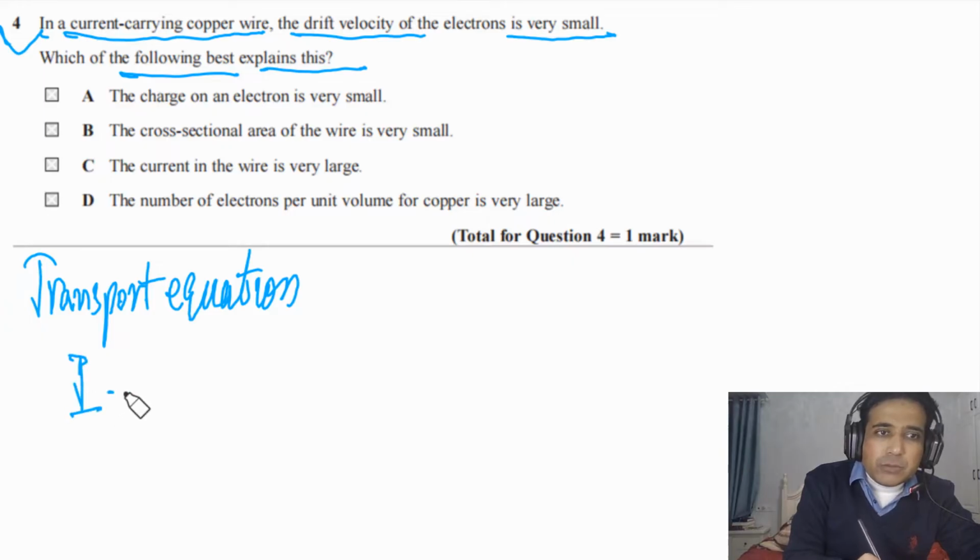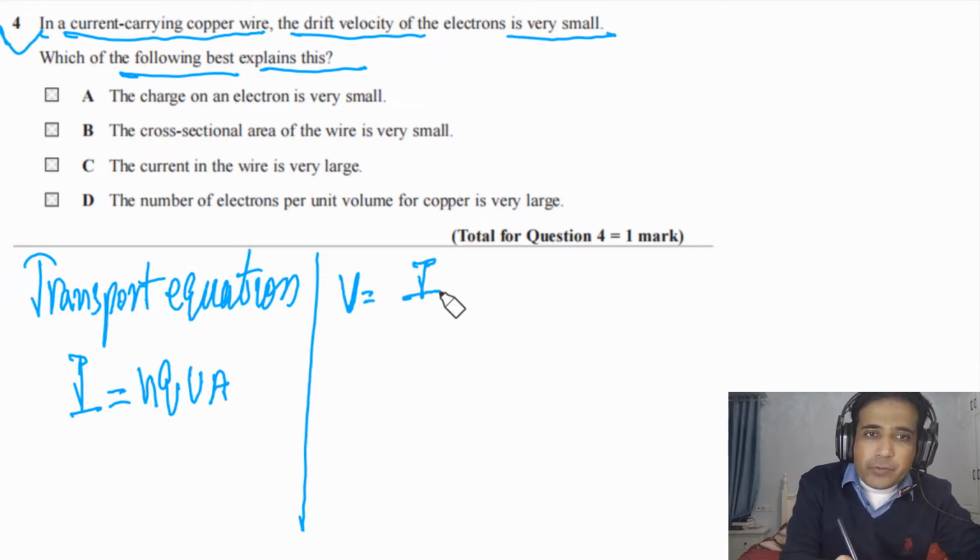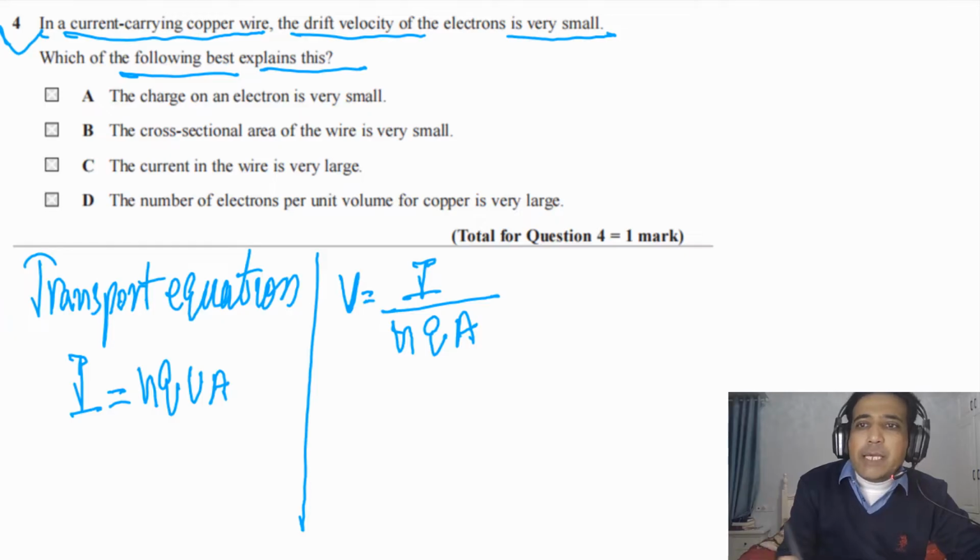The transport equation simply tells us that current in a conductor is equal to nqvA. For this question, we need to explain why v, the drift velocity, is small. So we can make v the subject: v equals I over nqA. So v has to be small.